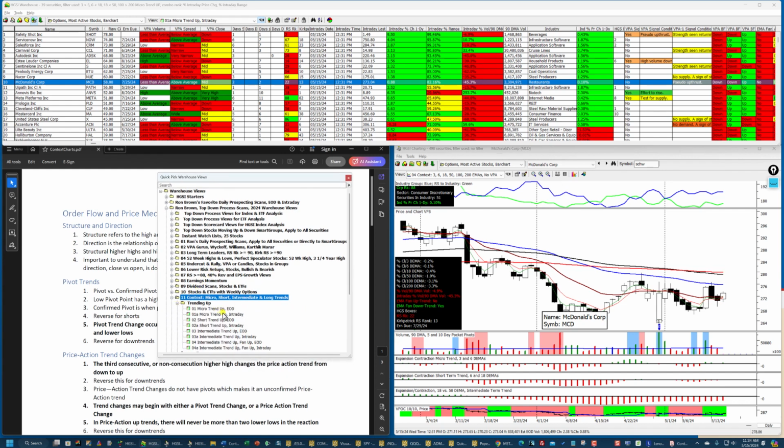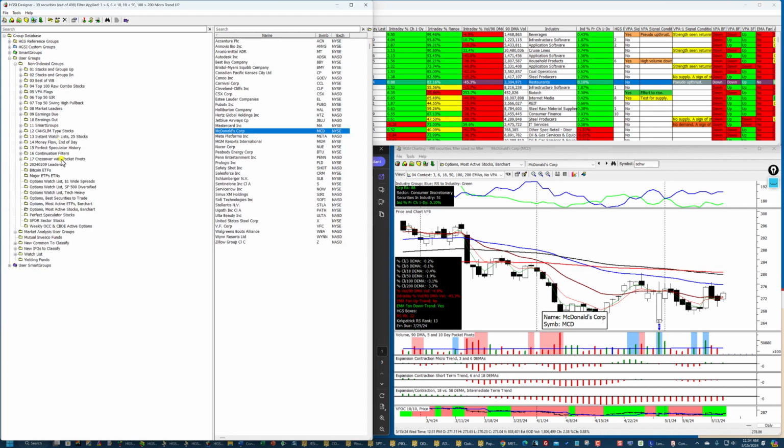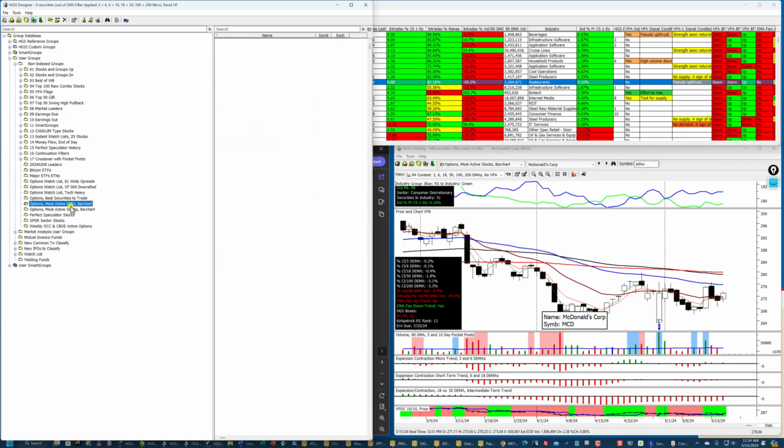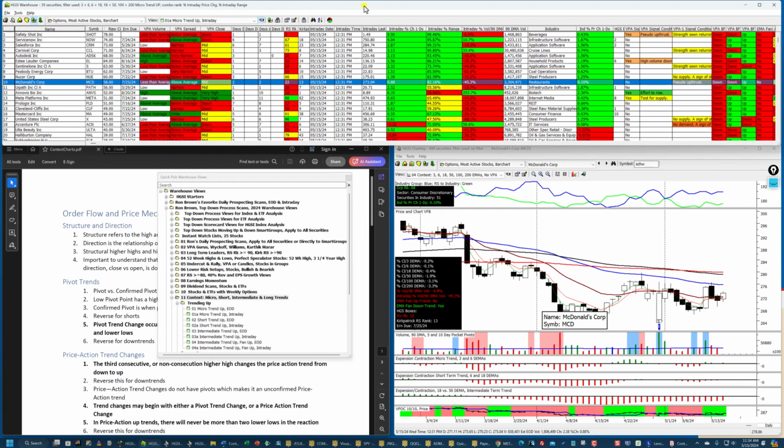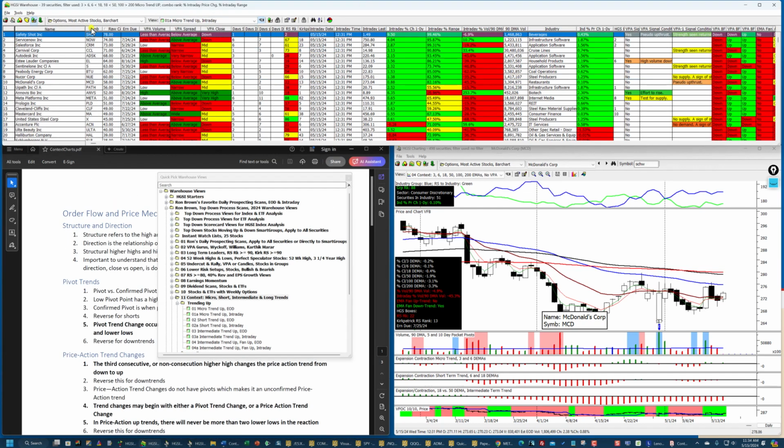So the first one is, and I'm in this folder right here, I'm just going to use it. It's options, most active charts. This is a group of stocks I get from Barchart, ETFs and stocks. And these stocks are in the micro trend up intraday.